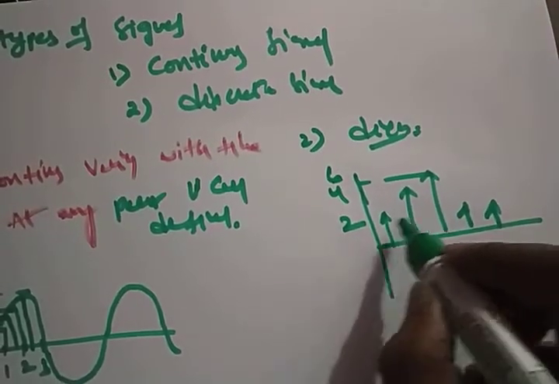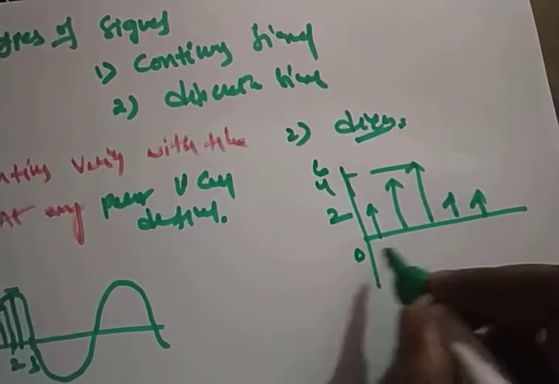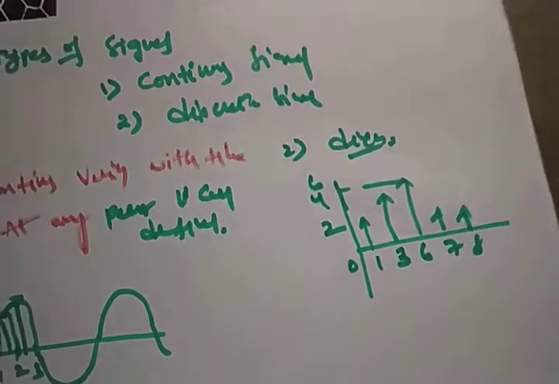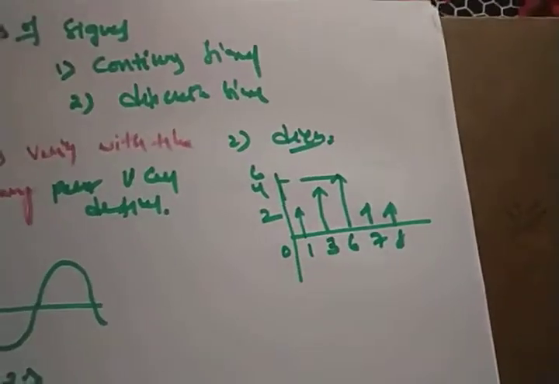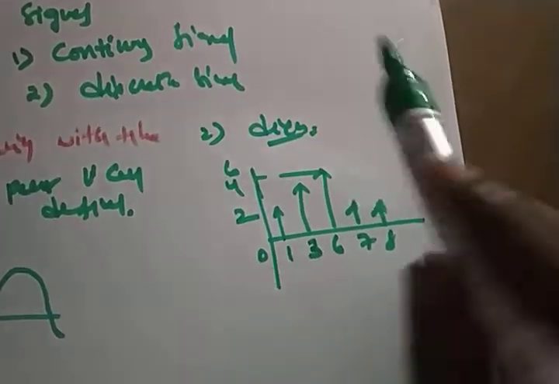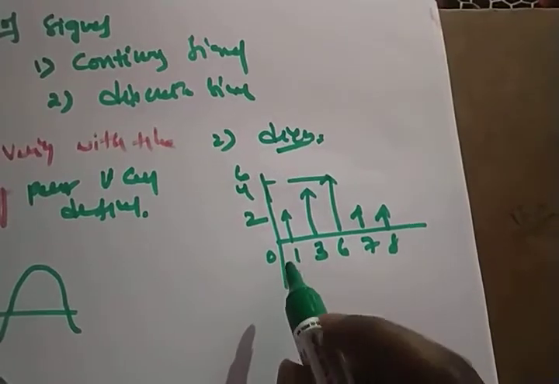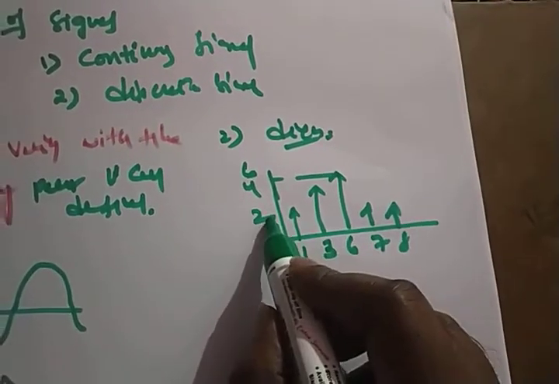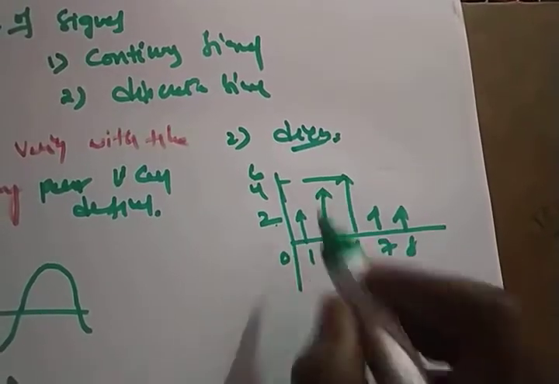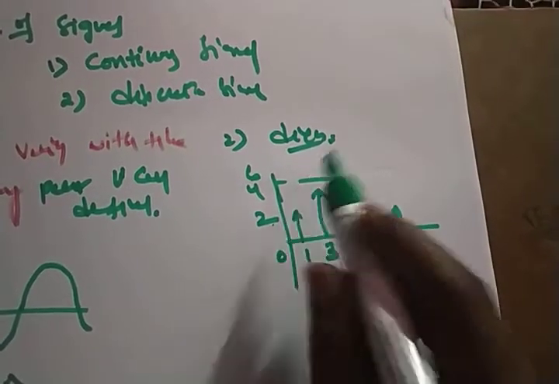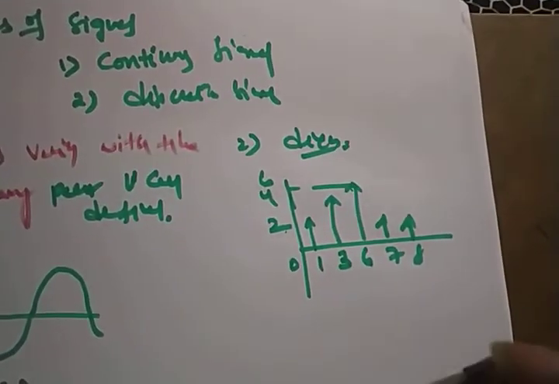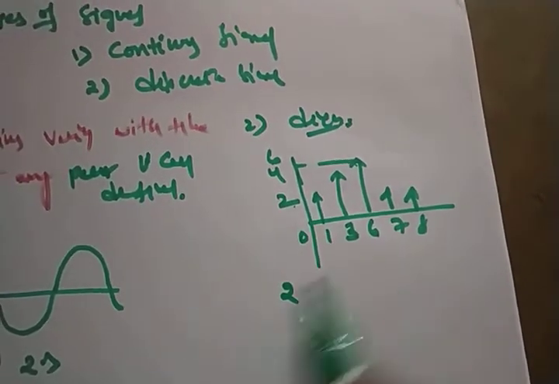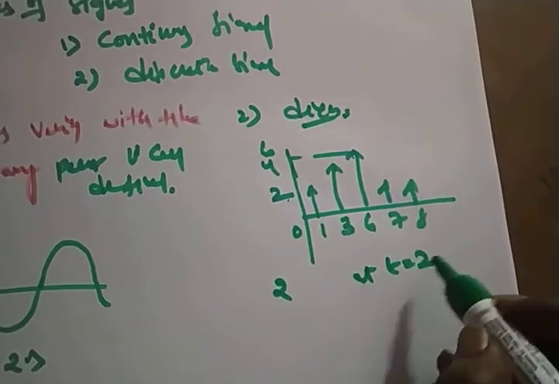6. Alright, 0, 1, 3, 6, 7, 8. Alright, that means this is a discrete, not continuous. For suppose there is a value. If it is a 1, what is the output? 2. If it is a 3, what is the output? 4. If it is a 6, what is the output? 6. For suppose if I want to find out the value at 2, so at a time t is equal to 2, what is my signal value?